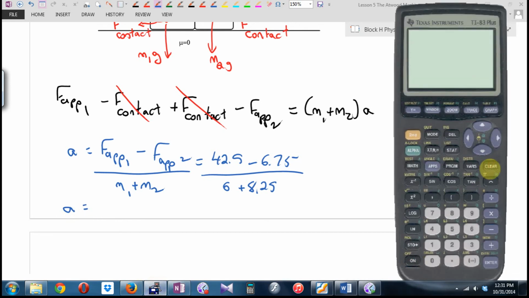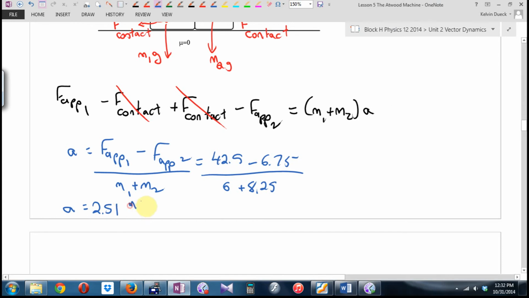More than one number on the top, brackets. More than one number on the bottom, brackets. 42.5 minus 6.75, close it off, divided by 6 plus 8.25. And I get 2.51.